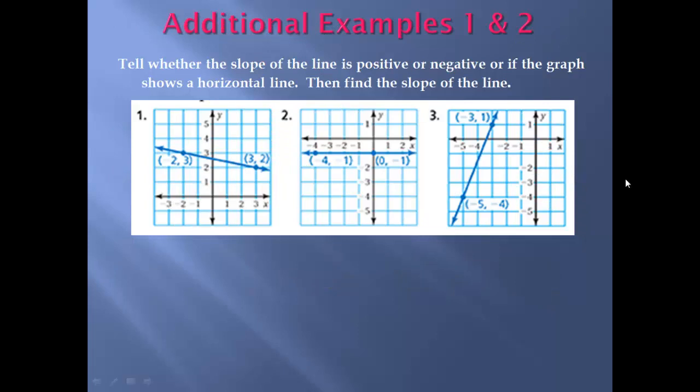Now we have a couple of additional examples. You can pause the video and try them on your own, or you may follow along. Tell whether the slope of the line is positive or negative, or if the graph shows a horizontal line. Then find the slope of the line.